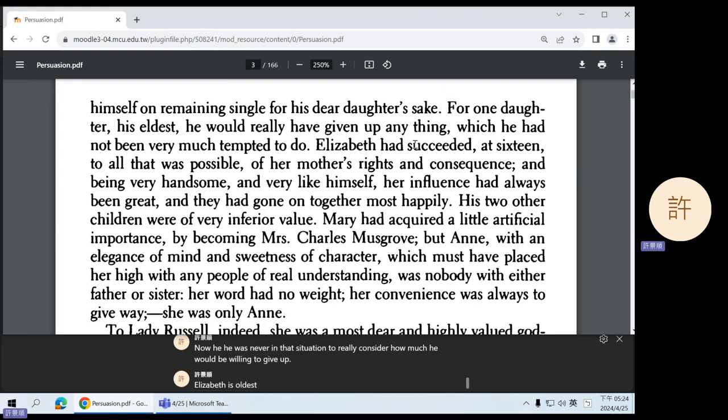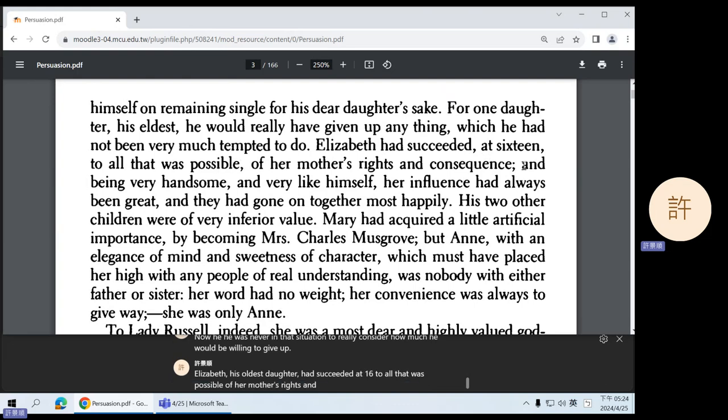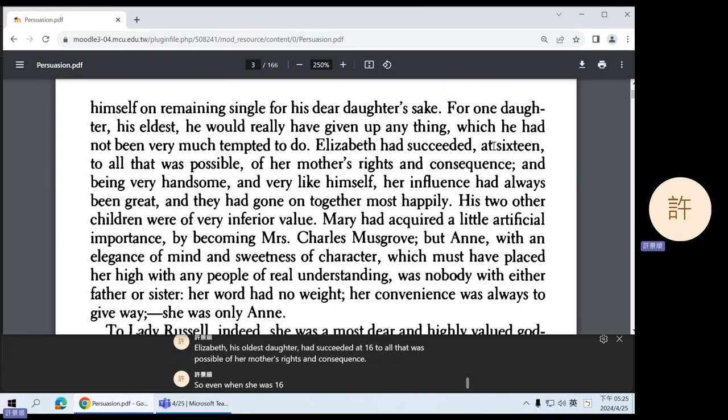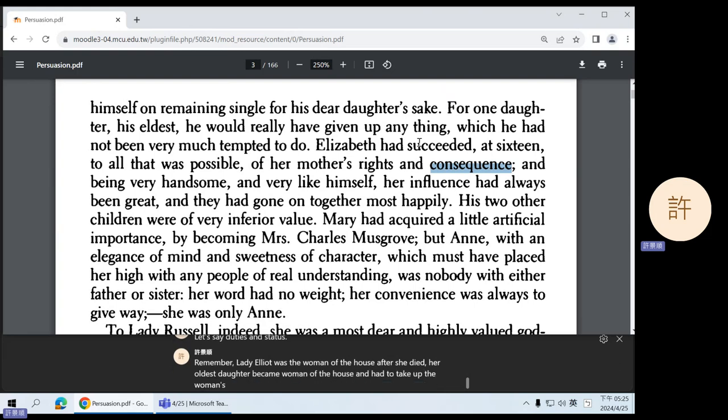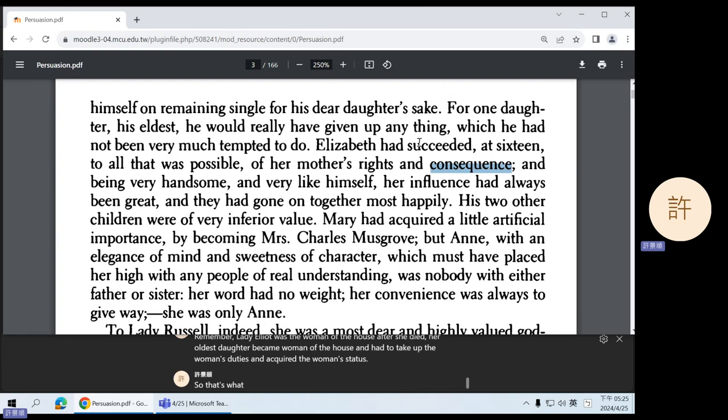Elizabeth, his oldest daughter, had succeeded at 16 to all that was possible of her mother's rights and consequence. So even when she was 16, she inherited all of her mother's, let's say, duties and status. Remember, Lady Elliot was the woman of the house. After she died, her oldest daughter became woman of the house and had to take up the woman's duties and acquired the woman's status. So that's what this sentence is saying. Elizabeth took up all that was possible of her mother's duties and status.